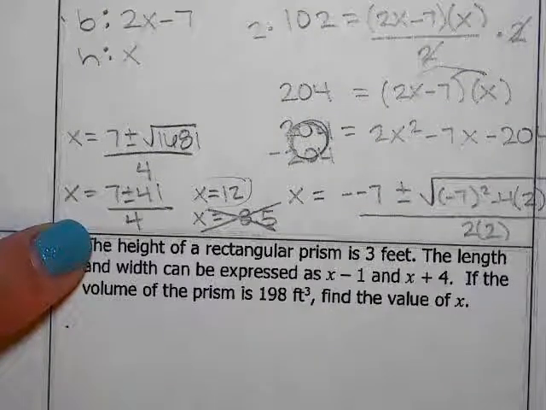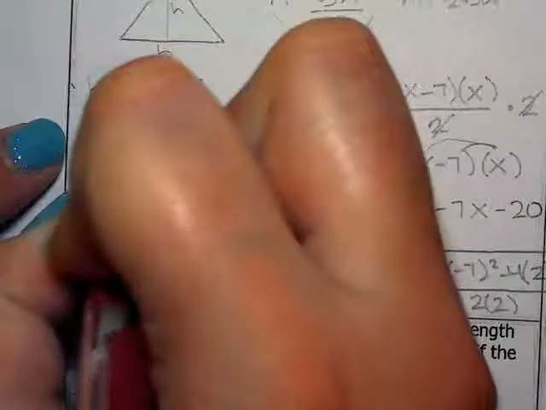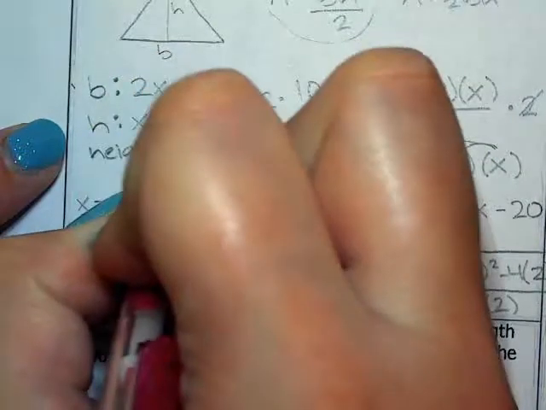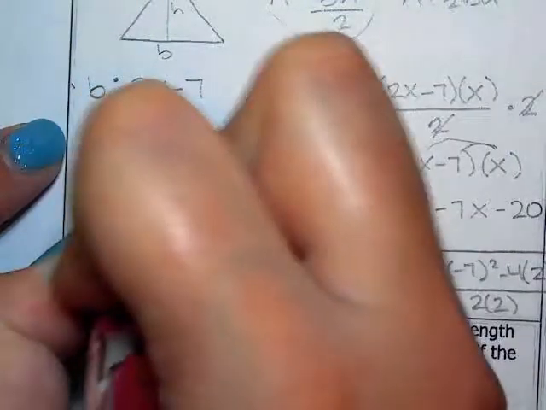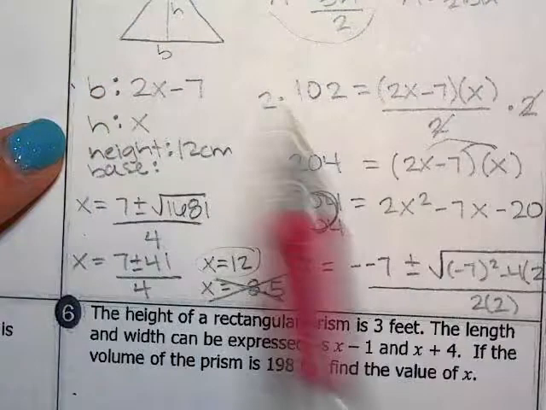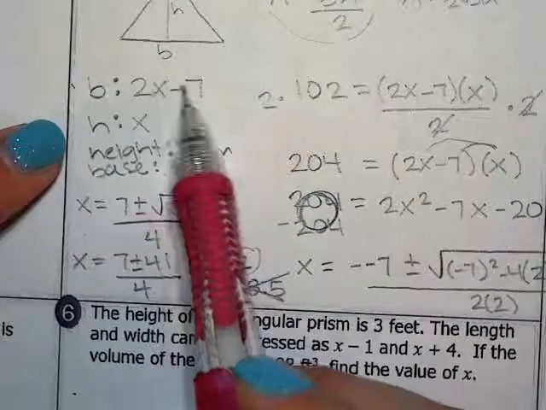Are we good so far? Okay, so what should we do with that positive 12? Plug it in and stuff. Okay, so our height is what? Our height is 12 centimeters, and then what's our base? Okay, so 2 times 12 is 24. 24 minus 7 is 17 centimeters.